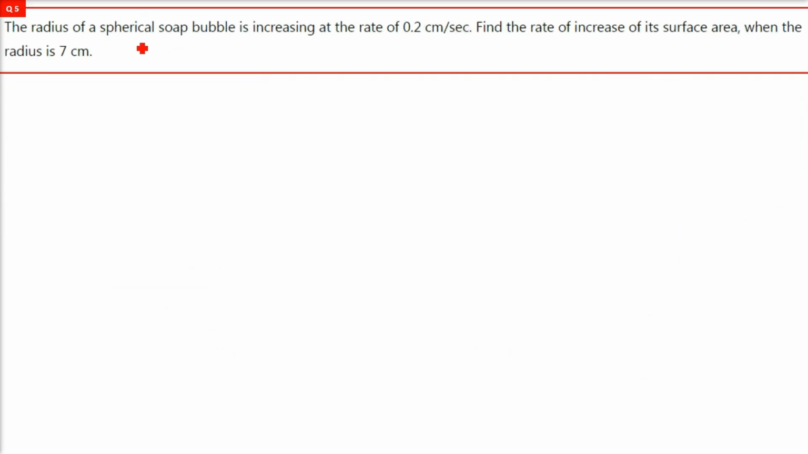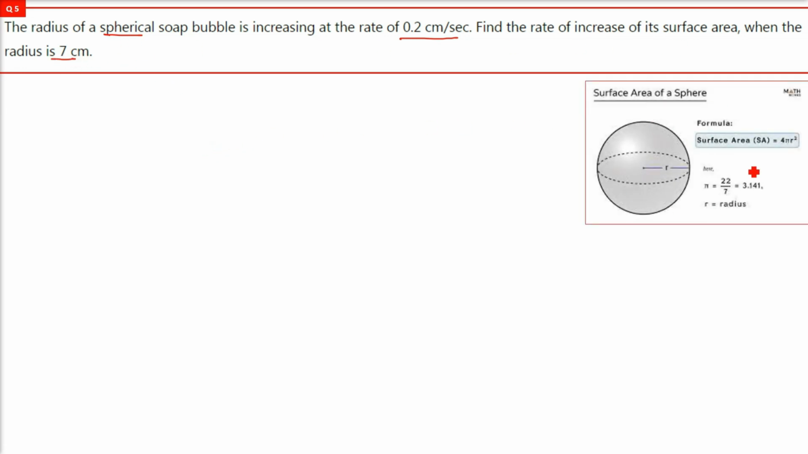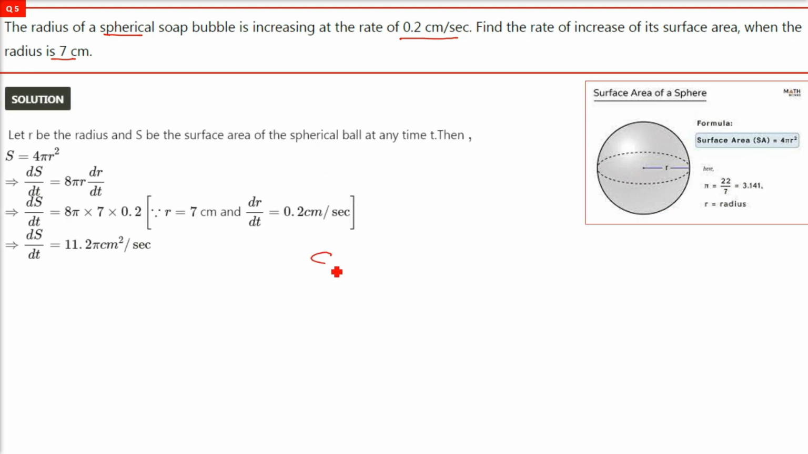The radius of a spherical soap bubble is increasing at the rate of 0.2 centimeter per second. Radius, sphere, rate of increase of the surface area. So we have to know basically the surface area of the sphere, and the radius is given. At what point we have to find out? So we know that the surface area of the sphere is 4 pi r square. It's already given that the radius of the spherical soap bubble is increasing at the rate of 0.2 centimeter per second. So dr by dt is already given as 0.2 centimeter per second.